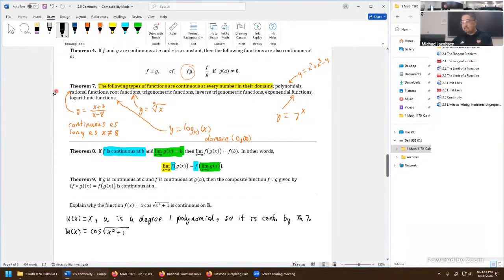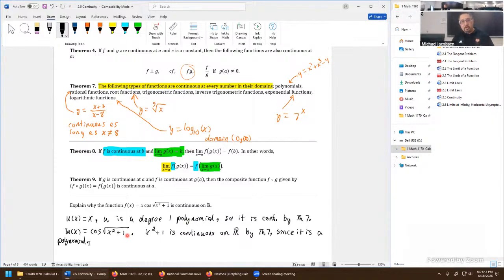It's inside theorem 7. So this turns into kind of a big writing problem, but just to see how theorem 7 works, let's write it all out. So let's start first, let's work inside out. The innermost function in this three function composition is x squared plus 1. So we can start by saying x squared plus 1 is continuous on R by theorem 7, since it is a polynomial.